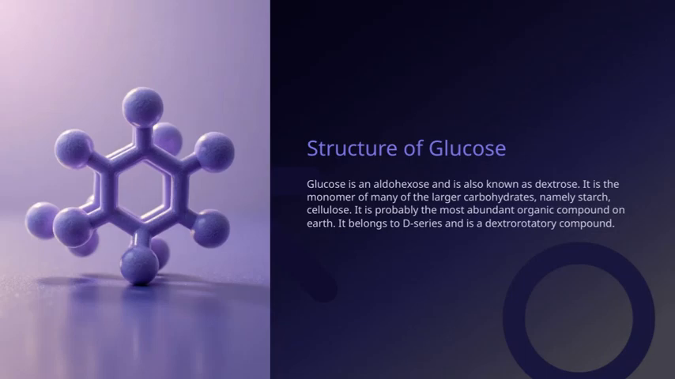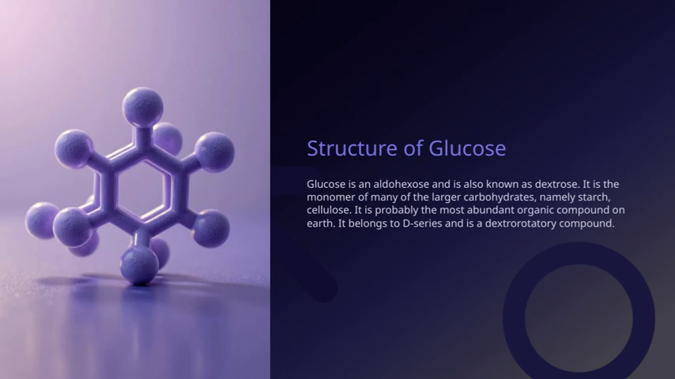Glucose is an aldohexose, which means it has 6 carbons and an aldehyde group. It's also commonly known as dextrose, a term you might have seen in food labels. This molecule is fundamental because it's the monomer for many larger carbohydrates, such as starch and cellulose. These are essential for storing energy and providing structural support in plants. Interestingly, glucose is probably the most abundant organic compound on Earth, highlighting just how vital it is in biological systems.